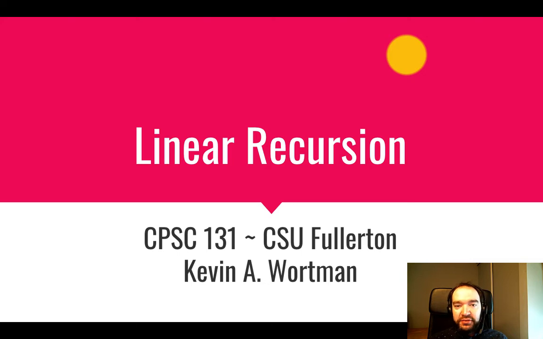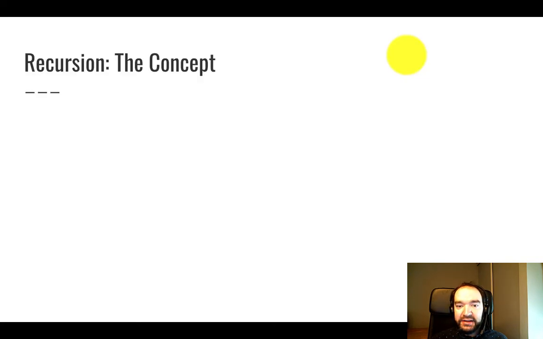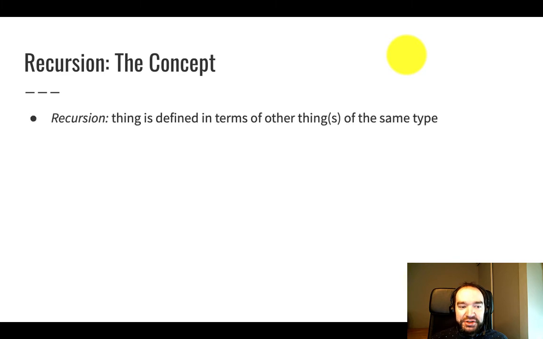Hi guys, this video covers the recursion concept and the linear recursion kind of recursive function that we will apply to singly linked lists in the next video. Let's recap the idea of recursion in general. Recursion is when a thing is defined in terms of other things of the same type. That's a very abstract definition. Let's look at a couple of concrete examples.